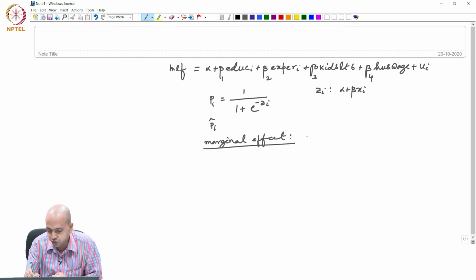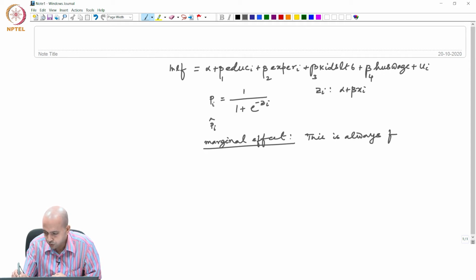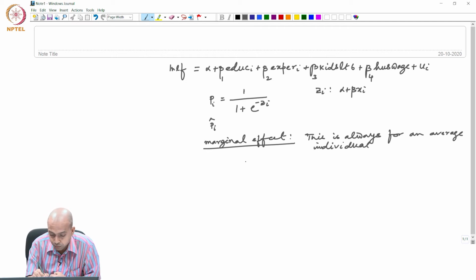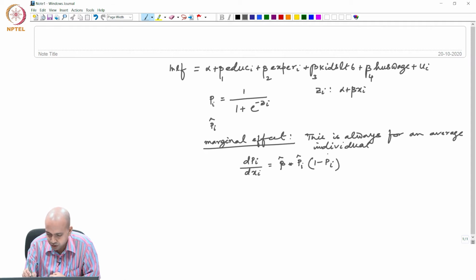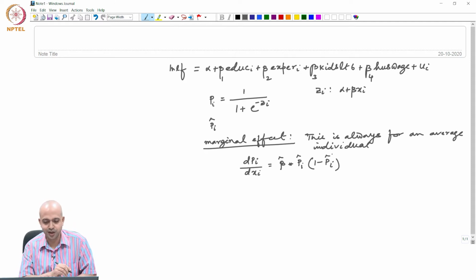please keep in mind that this is always for an average individual, okay, for average individual. Why is this so? Because your marginal effect shows dpi/dxi equals your beta hat, I will say beta i hat, into pi into 1 minus pi, and once you estimate, then all these are hat, okay, all these are hat.